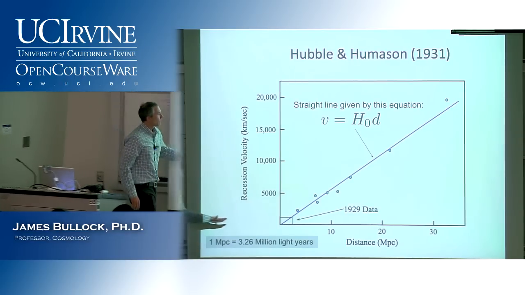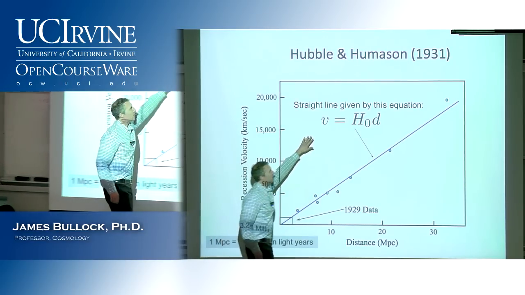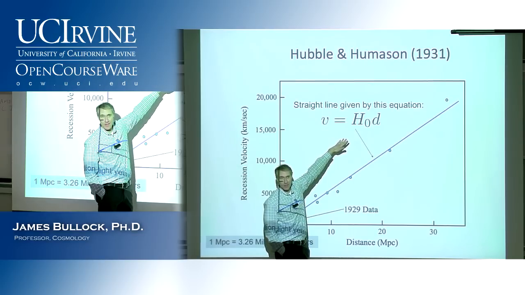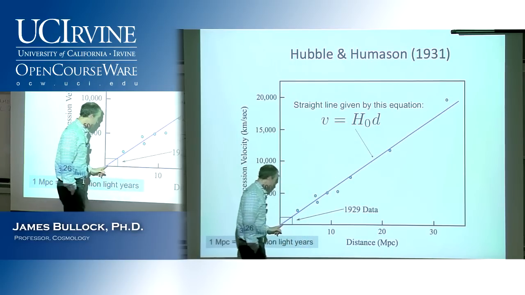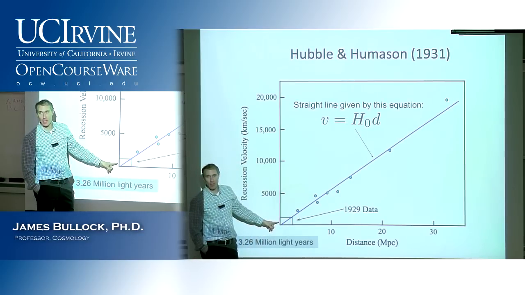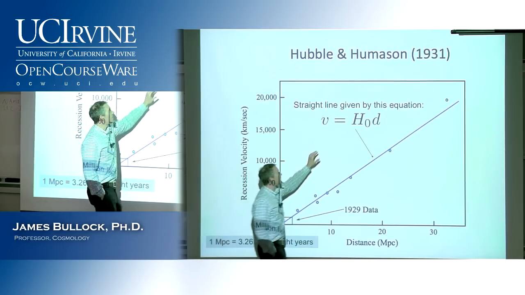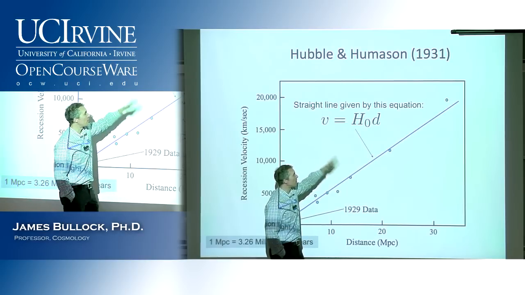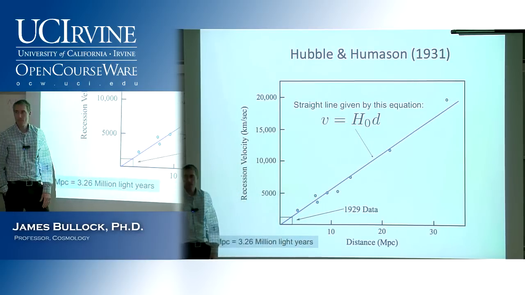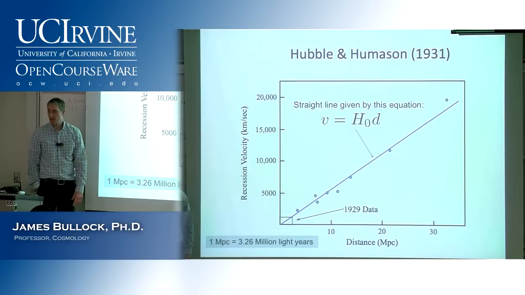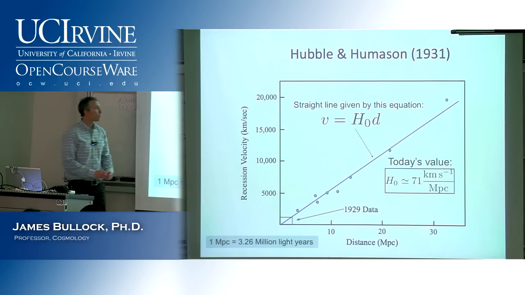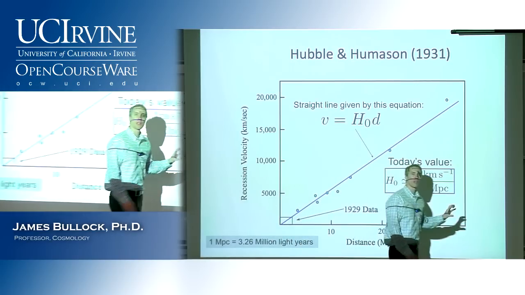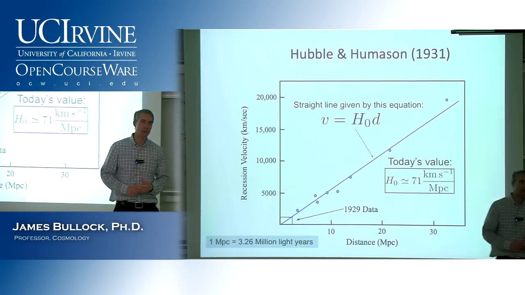Now this straight line is a relationship between speed and distance, and it's given by this formula. So the formula of a line is y equals ax plus b. b is the intercept, okay? The intercept is 0. So the velocity is 0 if you're right on top of each other. But otherwise, this is y equals ax, where a is the slope. So the Hubble constant is basically the slope of this line. And today, a huge amount of effort has gone into measuring the slope of this line locally. And the local number is something like 70 kilometers per second per megaparsec.